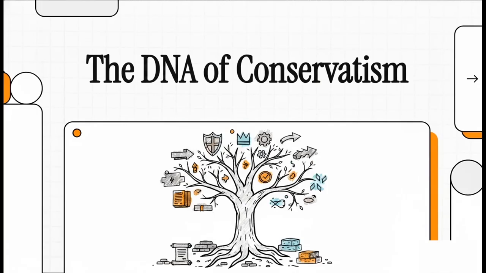Okay, let's dive right into this. Welcome to The Explainer. Today, we're unpacking a really fascinating and, honestly, deeply complex ideological family tree. We're looking at the DNA of conservatism.